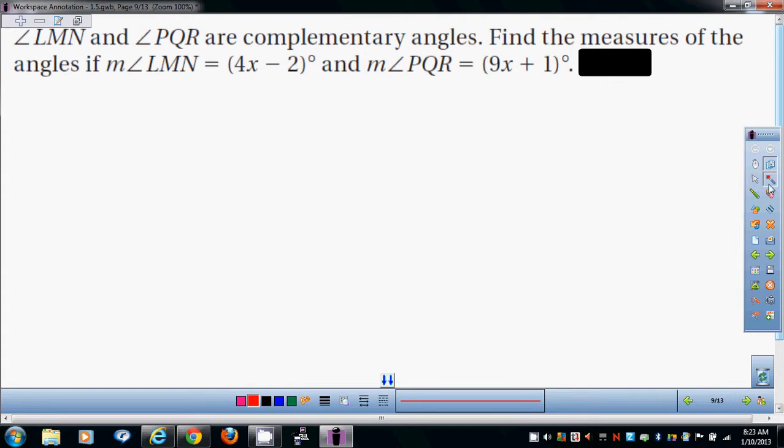Donovan, what do we do? They should add to 90. Complementary means that two things add to 90 degrees. That's what you'll always do when things are complementary. Now we just plug it in. What's that? All right, then. You tell me what to do.